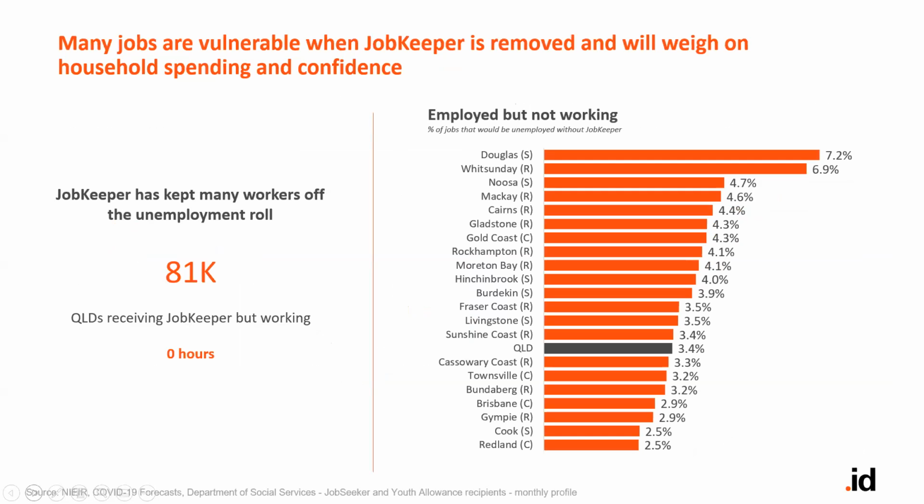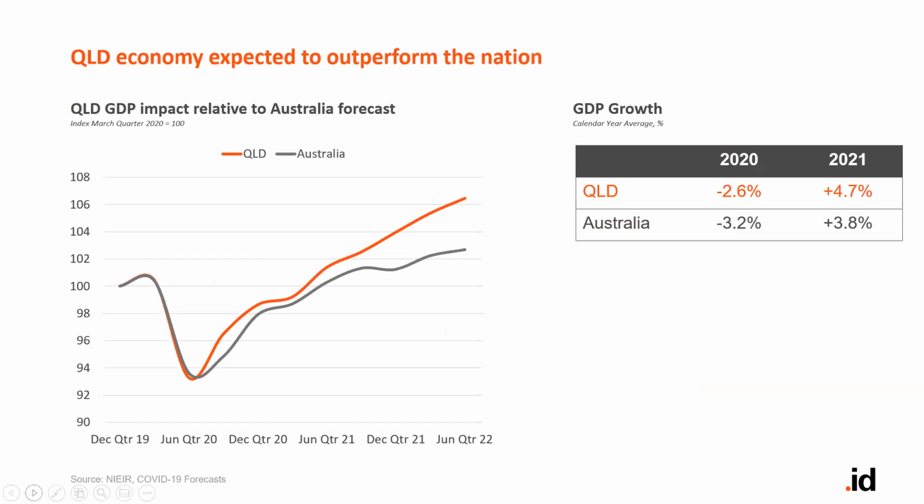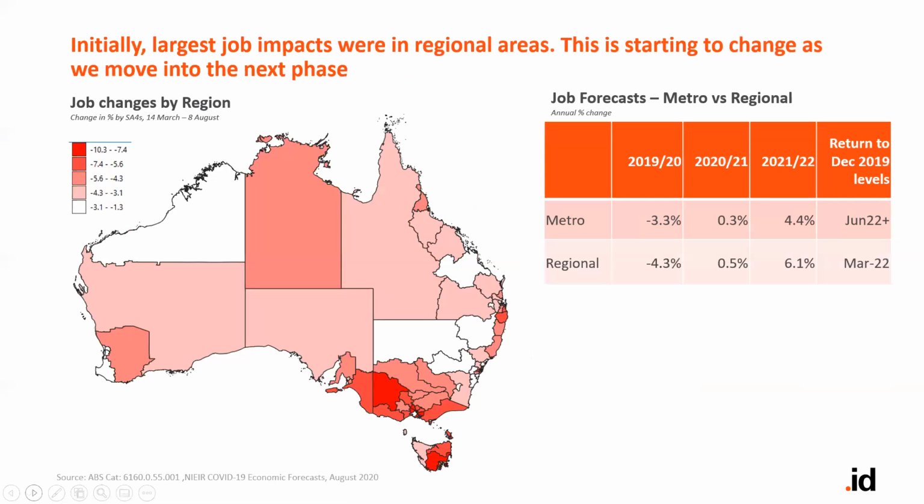So there are some regions that are looking a lot more vulnerable than others. And we can see here Douglas, Whitsunday, Noosa, certainly up the top there, very tourism-based, very dependent on their neighbour to provide them with tourists. So they're in quite a vulnerable position. So the Queensland economy is expected to outperform the nation. Let's have a look at our regional impacts.